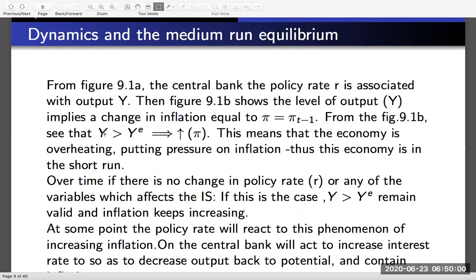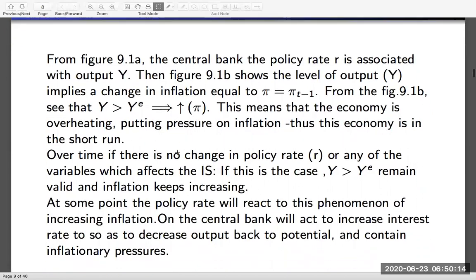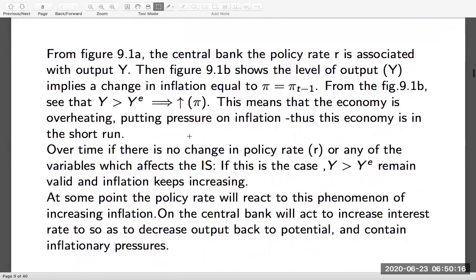I.e., at potential, if the central bank, for example, increases money supply, all that money translates into too much money chasing too few goods, and that is what we call inflation. So this means that the economy is overheating, putting pressure on inflation. Thus, the economy is in the short run.